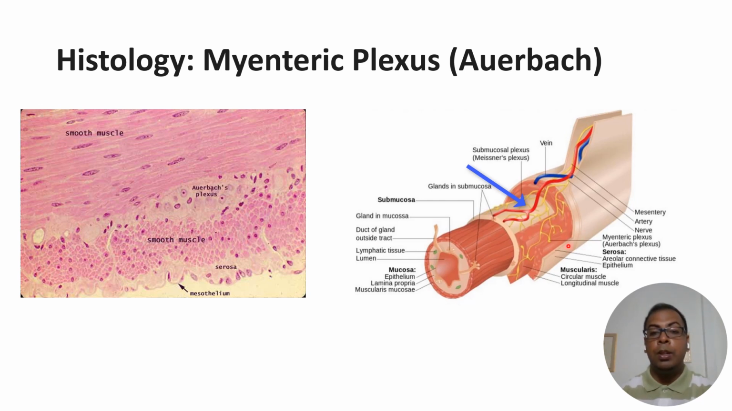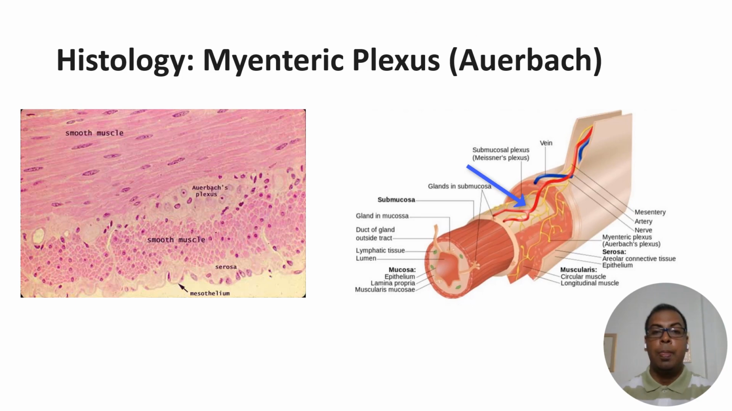So it's important also to know that the neurons are degenerated in the myenteric plexus, but not the Meissner's plexus. The Meissner's plexus is the submucosal plexus. That one is not affected in achalasia. It is the myenteric plexus or the Auerbach's plexus, which is affected, located in the muscularis layer of the GI tract.